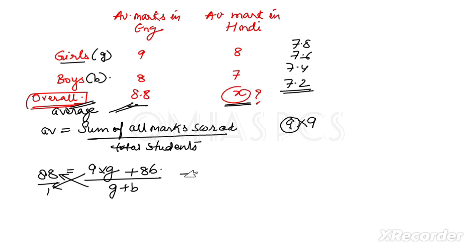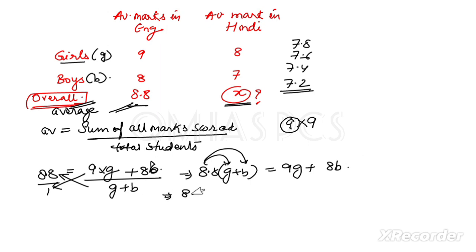So it will be 8.8 multiplied by G plus B, and this is distributive, which means 8.8 will be multiplied by G and again by B. The sign will be the same, and here it is 9G plus 8B. Now it is 8.8G plus 8.8B is equal to 9G plus 8B.